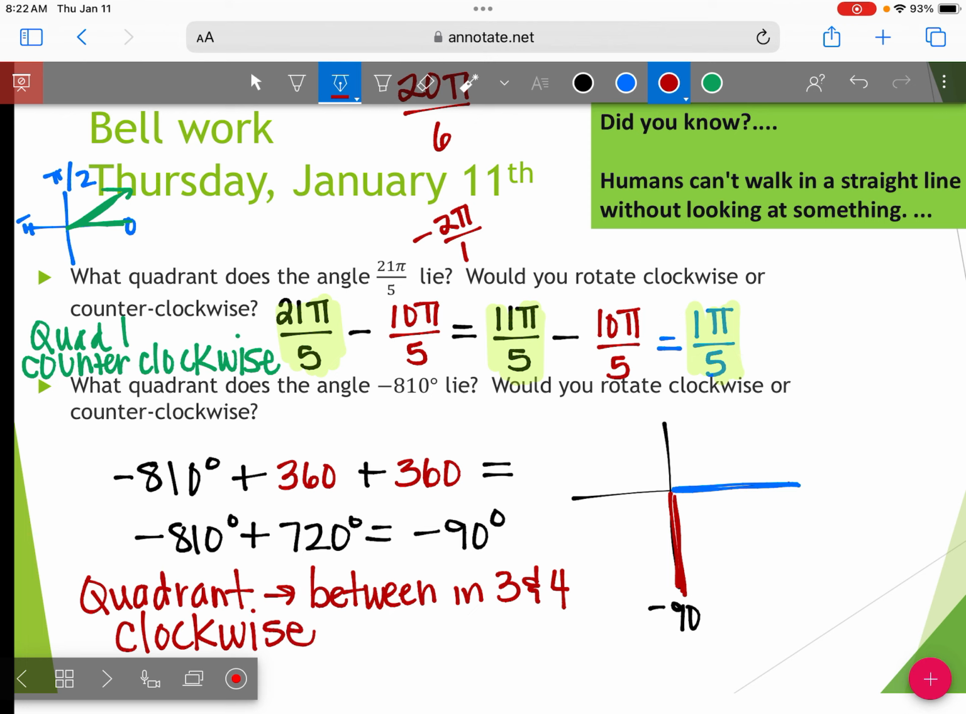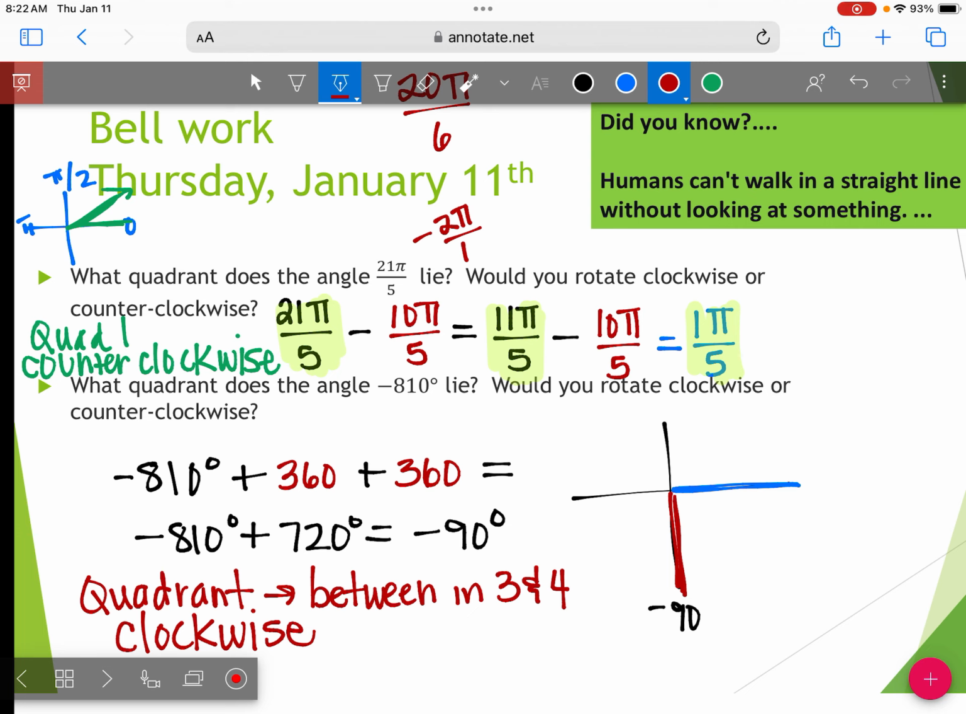Okay, so for the rest of the period, we're going to do two things. The first thing we're going to do is finish filling out the unit circle. Is there anybody that was absent yesterday? All right, so we're going to finish filling out the unit circle, and I'm going to pass out books.